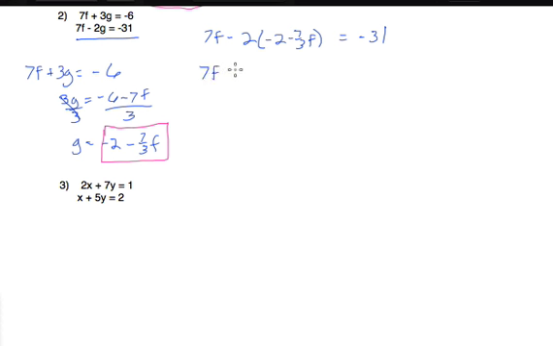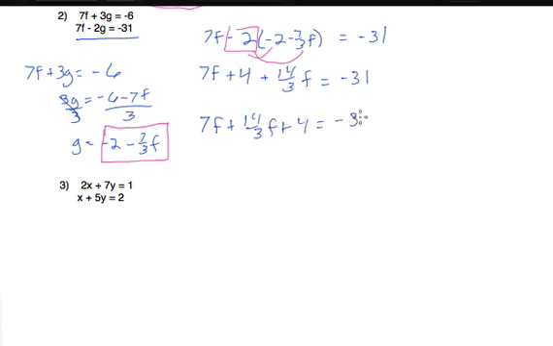7f, then we have to distribute. Negative 2 times negative 2 is positive 4. And then negative 2 times negative 7/3 f is positive 14/3 f. And all of that equals 31. Okay, so let's combine 7f plus 14/3 f plus 4 equals 31.